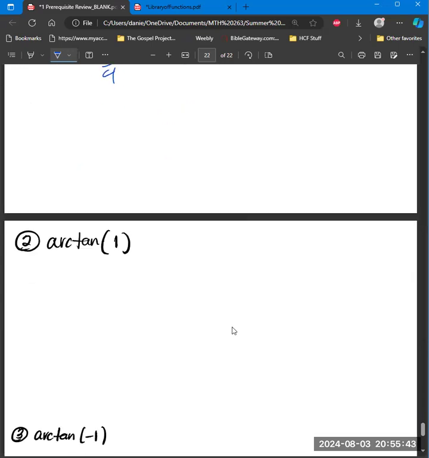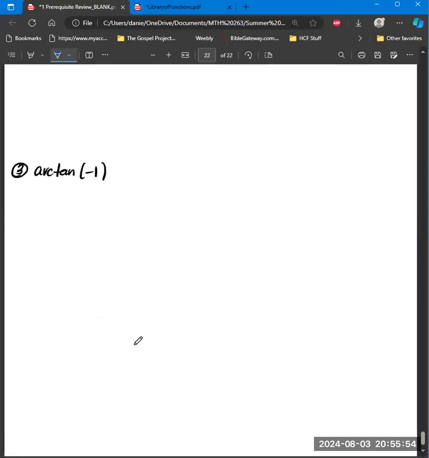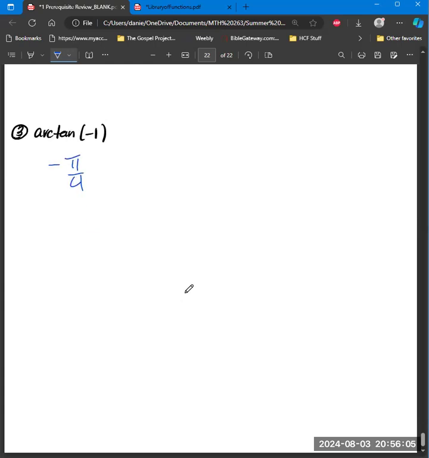Whereas arc tangent of 1, tangent has a positive value, so we're in quadrant 1. We're also at pi over 4 there. Arc tangent of negative 1 is going to be negative. That's going to put me in quadrant 4. It's going to be a negative angle, so that's going to be negative pi over 4. So we have to stay between negative pi over 2 and pi over 2 for arc tangent and arc sine. That means that we have to give negative angle values there.